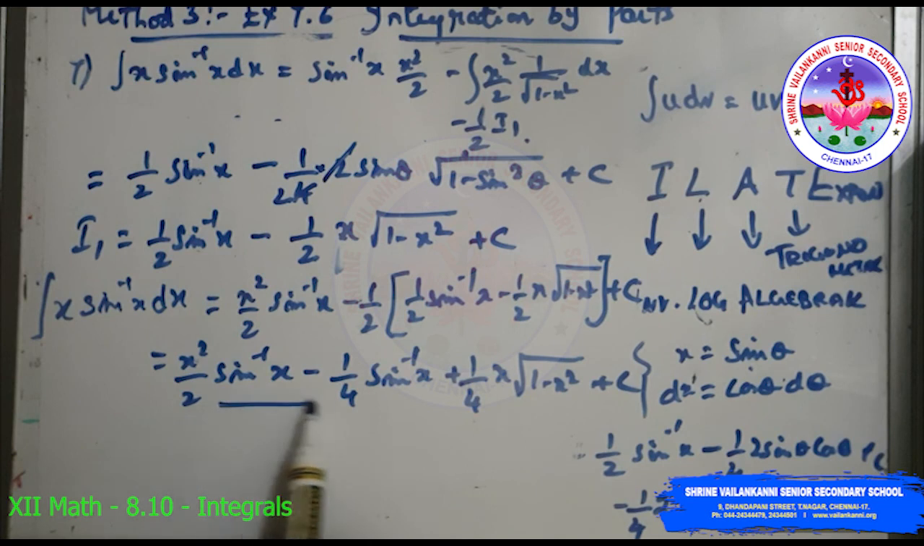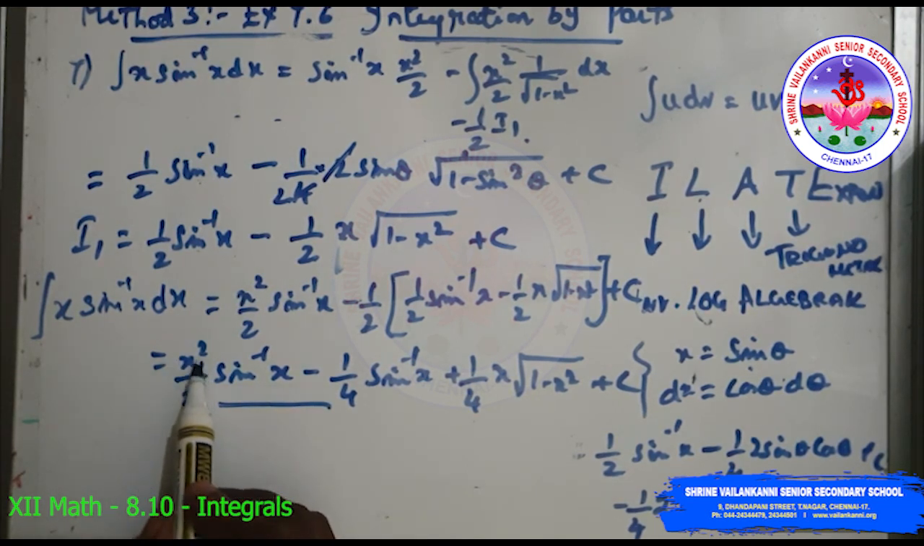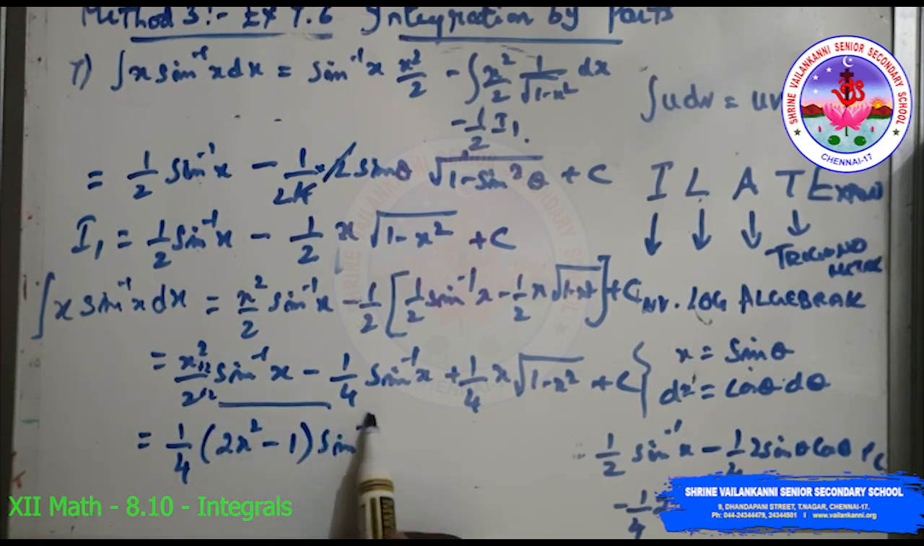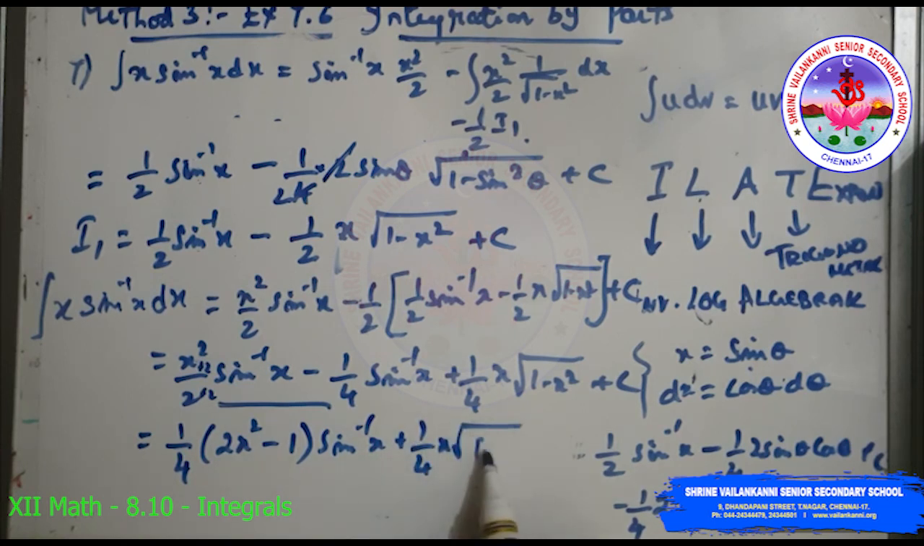So combining these two, so into 2, this is equal to 1 by 4 of 2x square minus 1 into sine inverse of x plus 1 by 4 x into root of 1 minus x square plus c.